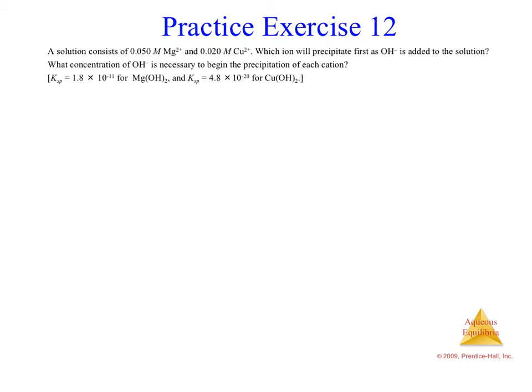In this video lecture, we're going to go over Chapter 17, Practice Exercise 12. It says a solution consists of 0.050 molar magnesium and 0.020 molar copper 2+ ions. Which ion will precipitate first as hydroxide is added to the solution? And what concentration of hydroxide is necessary to begin the precipitation of each solution? So what is going on here?